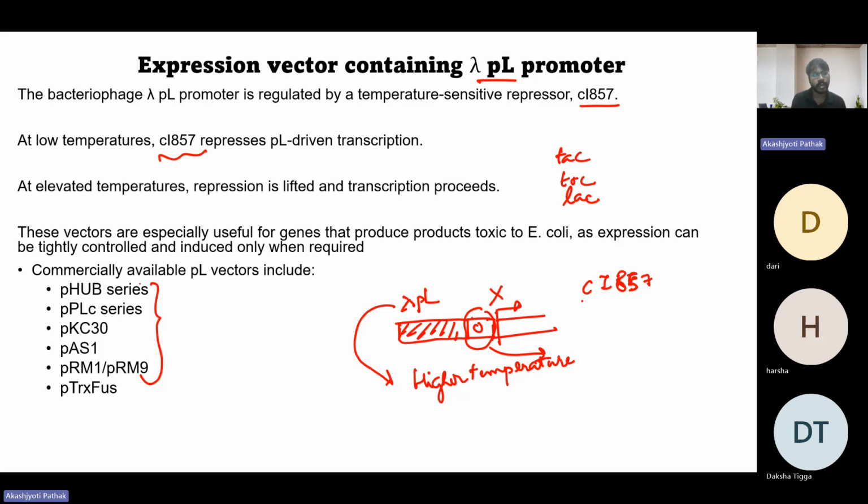These vectors are all commercially available, so you don't have to get overwhelmed by these terms: pHUB, pPLc, pKC30. These are the vectors having the lambda PL promoter, which means you do the induction by regulating the temperature. They are especially useful for genes that produce products toxic to E. coli. That is what I was explaining: you want to express the protein only when it is required. You do not want a basal level of transcription of your gene of interest, because that would become toxic and your protein might go into inclusion bodies and become insoluble.